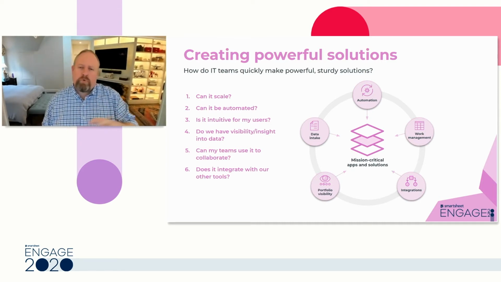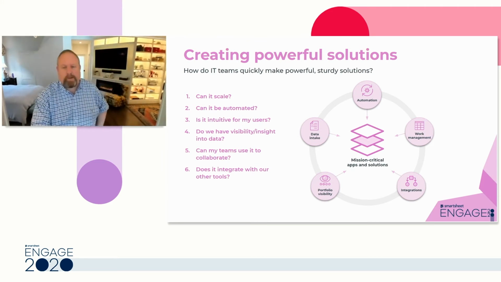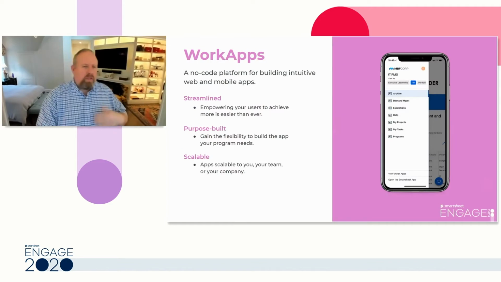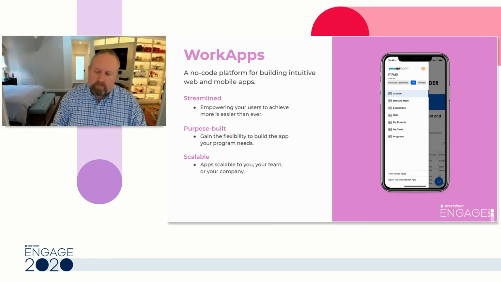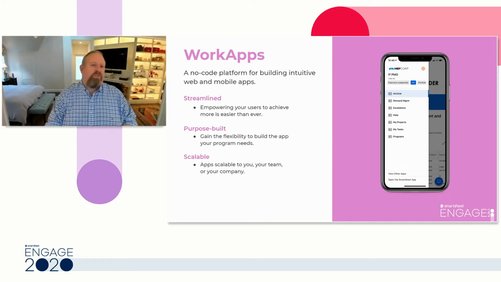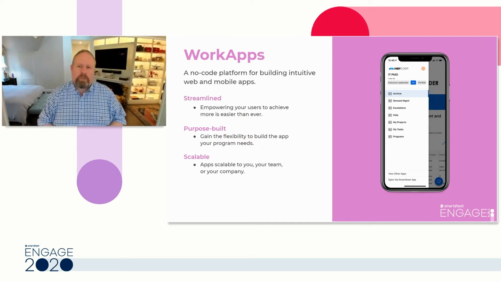and I want to spend the rest of the time talking through each of them, and showing you some things that we can do with Smartsheet that we're pretty excited about. So let's start off talking about a new capability that we're announcing at Engage that we call WorkApps. WorkApps is, put simply, a no-code platform for building intuitive web and mobile apps.